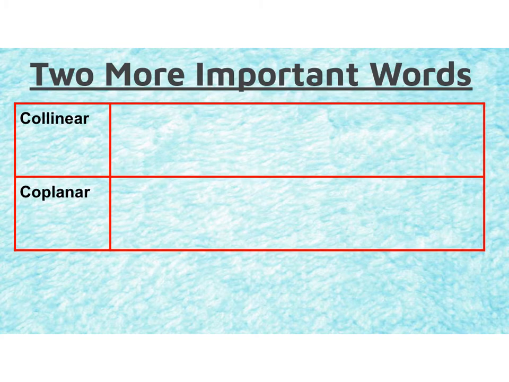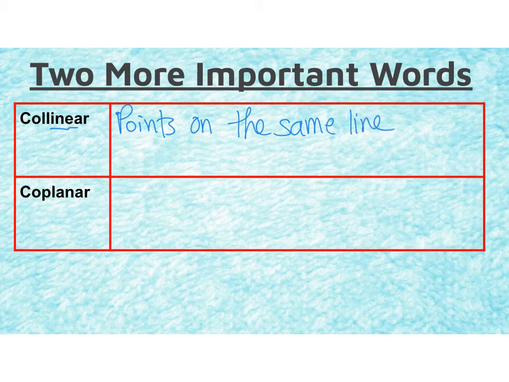2 more important words are collinear and coplanar. Collinear has the word line right in it, and co means together. So these are points on the same line. If I gave you this, A, B, and C are collinear. Coplanar almost has the word plane in it, and these would be points on the same plane.